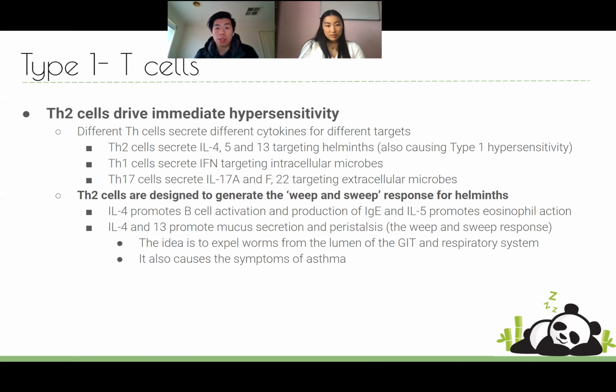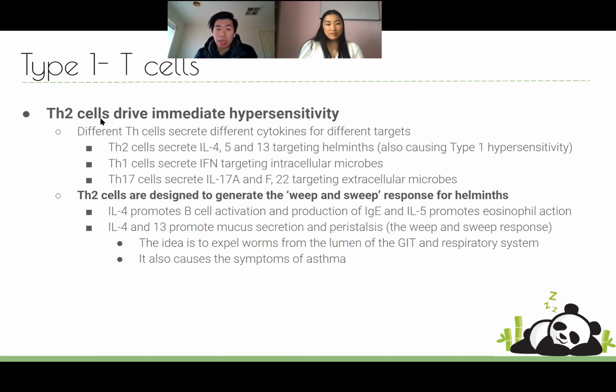Th2 cells will drive this kind of immune-mediated hypersensitivity. And these are responsible for your weep and sweep response for helminths. So your Th2 response will secrete IL-4, 5, and 13, which will target helminths. Th1 will secrete IFN, so interferon, targeting intracellular microbes, and Th17 will secrete IL-17A and F, and 22, targeting extracellular microbes, so your bacteria and things like that.